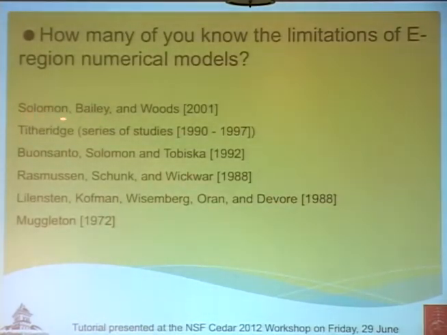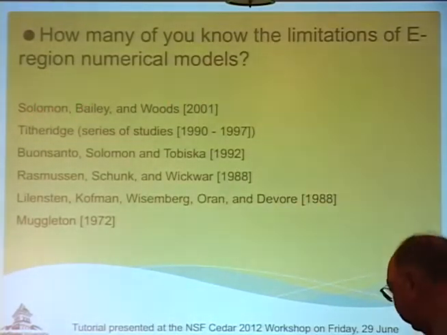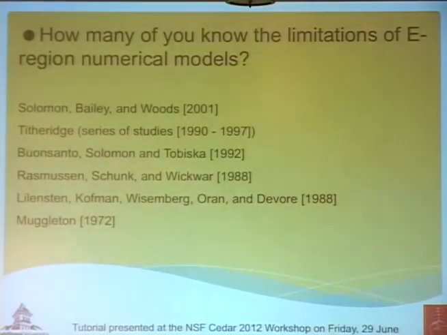You will find that Stan Solomon, Bailey, Woods, this is one of the most recent attempts at a good E-region model trying to plug all the gaps and things that are amiss. Titheridge has a boatload of work on the E-region. Buonsanto, Solomon, and Tobiska most certainly had an early attempt at getting it right. Rasmussen, Schunk, Wickwar. Lilensten, Kaufman, and his colleagues, I think, broke the concerns of what do we have to worry about. So this paper is kind of important. And then there's this thing, a Muggleton paper in 1972.